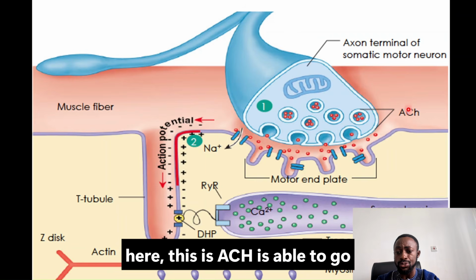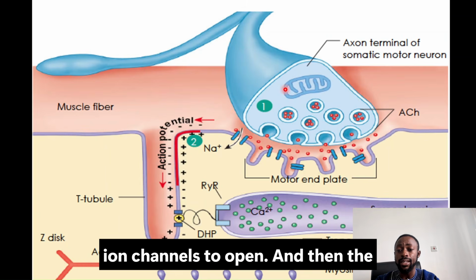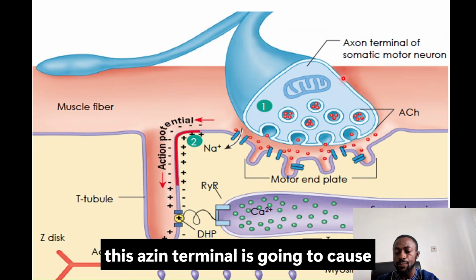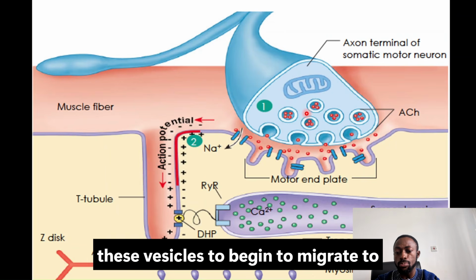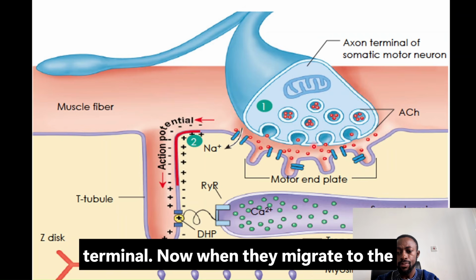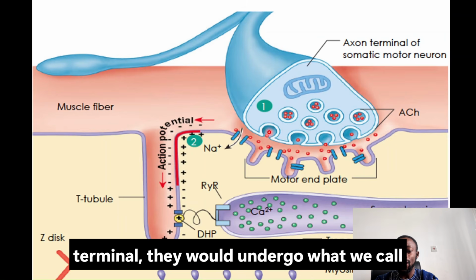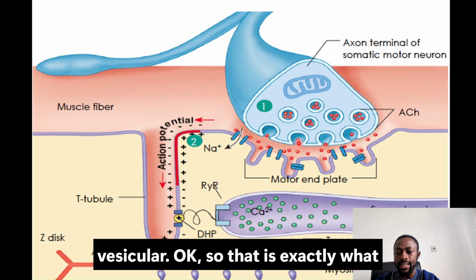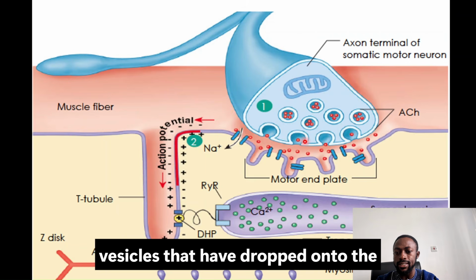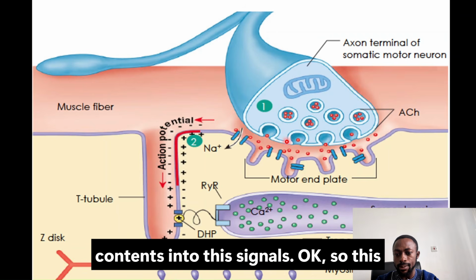This ACh is acetylcholine. So the arrival of the action potential causes voltage-gated calcium ion channels to open, and the subsequent influx of calcium ions into this axon terminal causes these vesicles to begin to migrate to the end of this axon terminal. Now, when they migrate to the membrane of this axon terminal, they undergo what we call vesicular docking. That is exactly what these structures have done. So these are vesicles that have docked onto the membrane of this axon terminal. Then by way of exocytosis, they release their contents into this synapse.